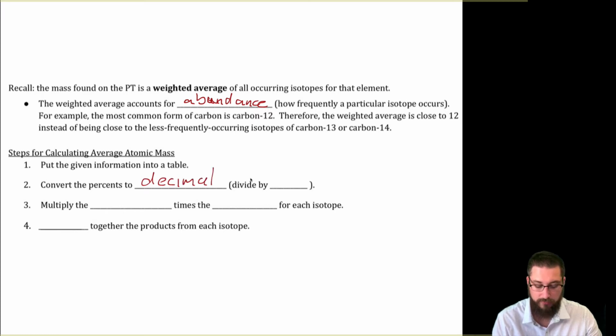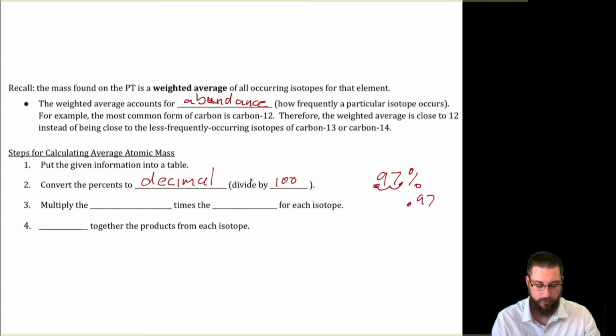And how do you convert a percentage to decimal? Well, you divide by 100. But the other way you can do it is by moving the decimal over twice. So for example, let's say we have 97%. Well, we can convert that 97% to a decimal by moving it over twice. And when we move that over twice, we end up with 0.97.